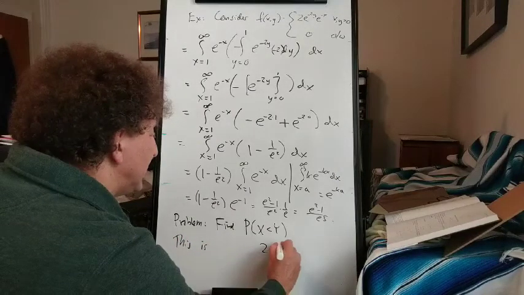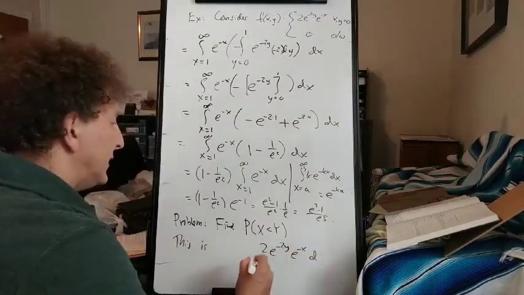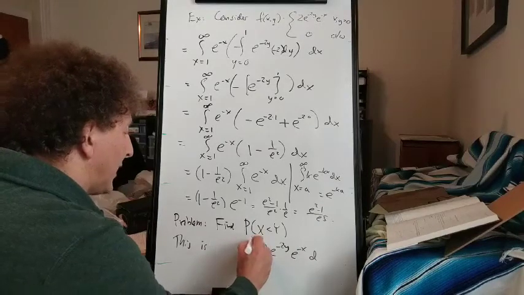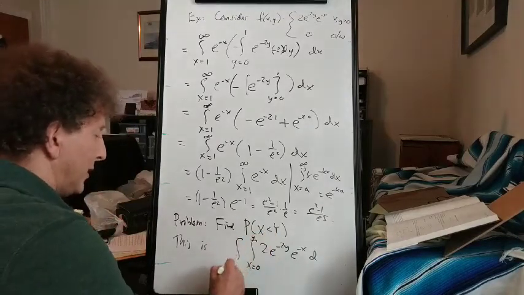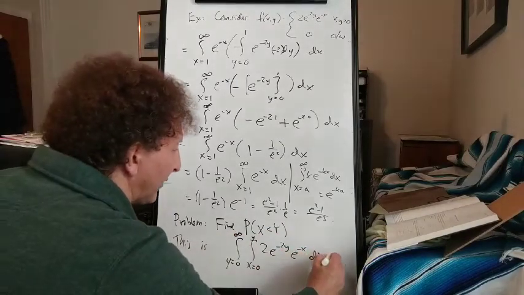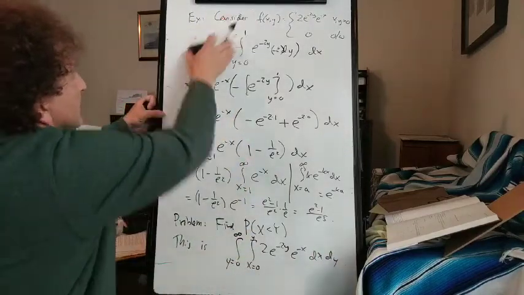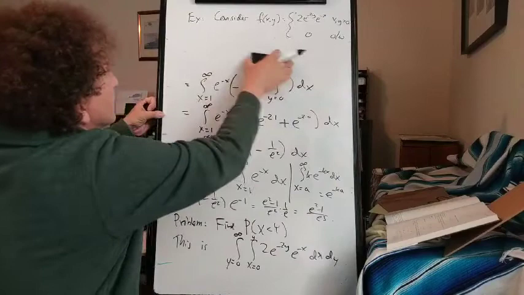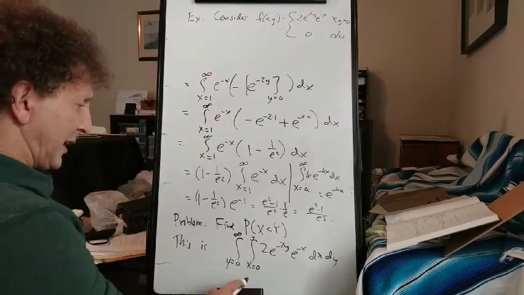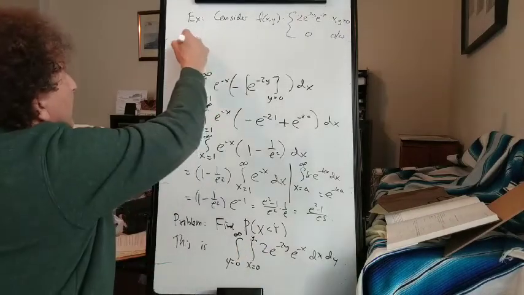So we have 2e to the negative 2y e to the negative x. So let's integrate as x goes from 0 to y. So x is less than y, and y goes from 0 to infinity. So we'll integrate dx first and then dy. So this equals, let's see, if we're integrating x first, the 2e to the negative 2y can come out of the x integral.